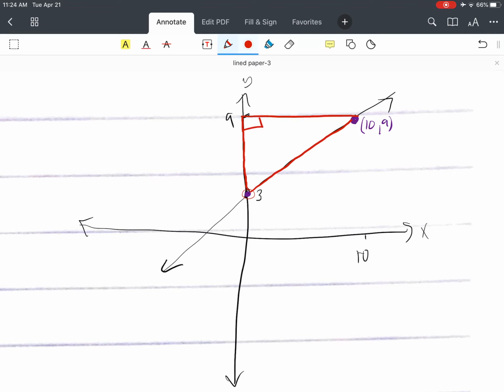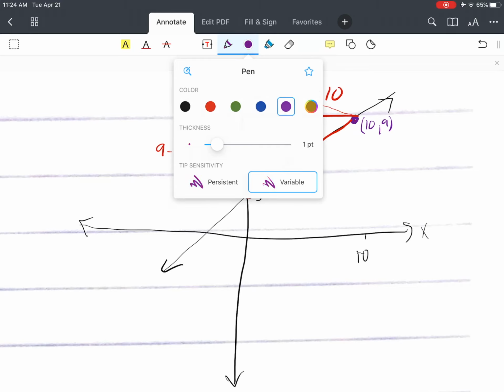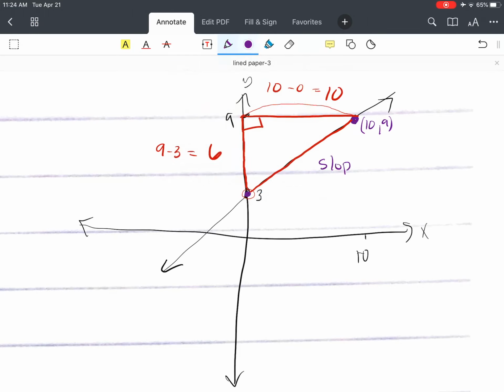Now you think, okay, well, what's the vertical distance? We went from 3 to 9. So the distance there is 6, because 9 minus 3 is 6. For the horizontal distance, we went from x equals 0, this is 0 right here, all the way up to 10. So technically the distance is 10. If you want to do this mathematically, it would be 10 minus 0 is equal to 10. So now you've calculated your vertical and horizontal distances.